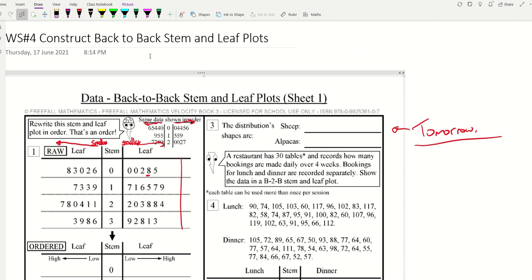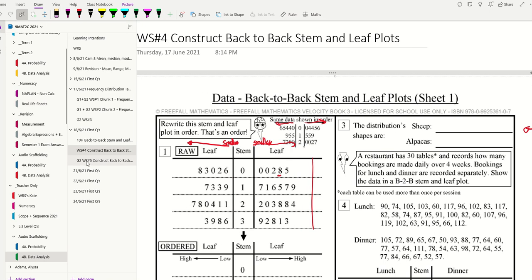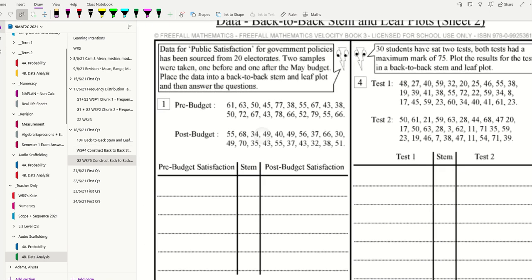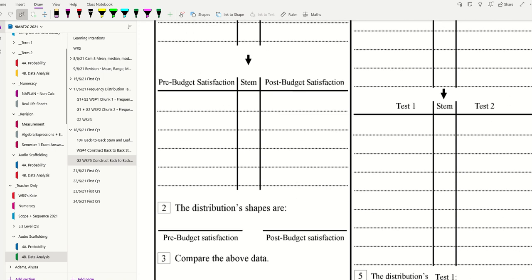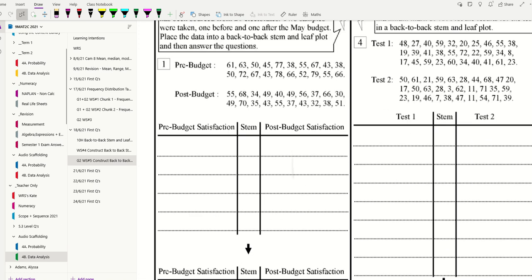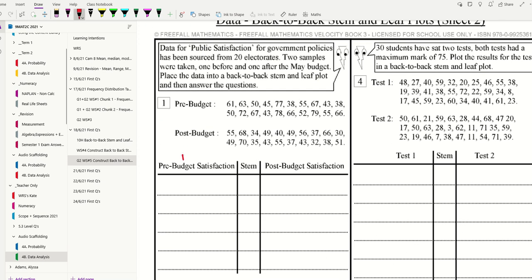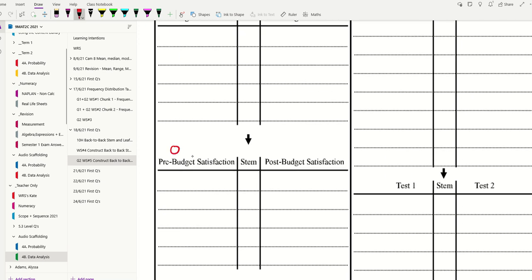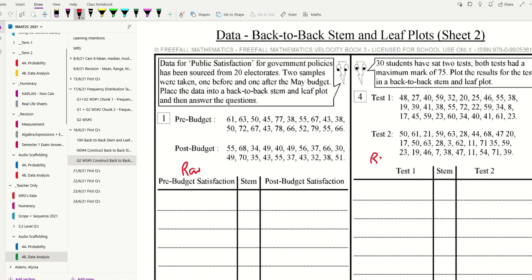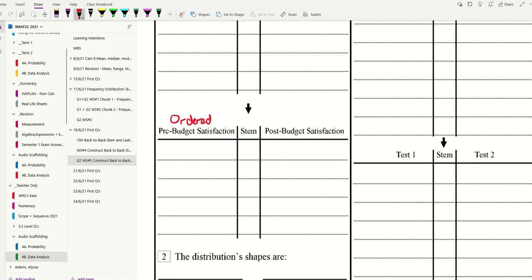All right, have a go. And then the last one, there is a second sheet here. The second sheet is just a continuation of the same thing. You are still doing the same thing. You're ordering it first, and then you're putting it in first just with raw. So this one's raw, you might say. We don't order it. This one is ordered. So after you get the data in, you then order it. Same thing, raw and ordered.